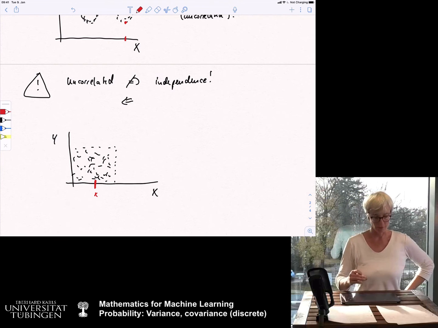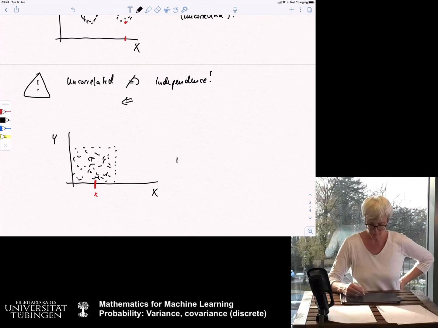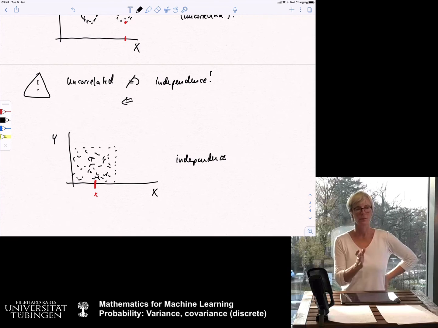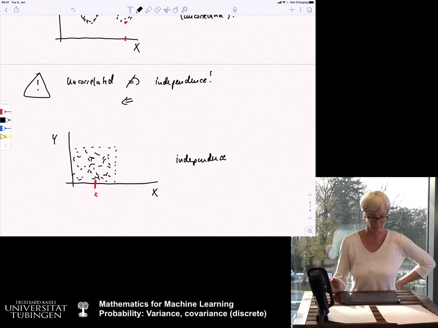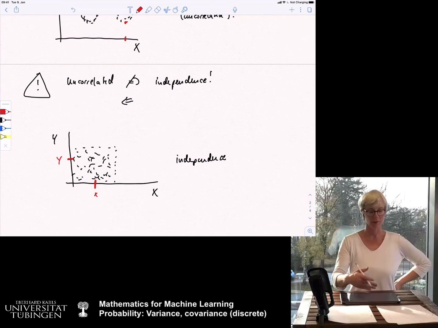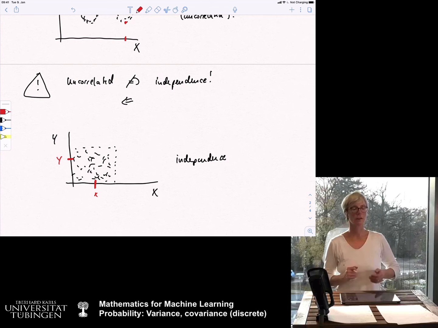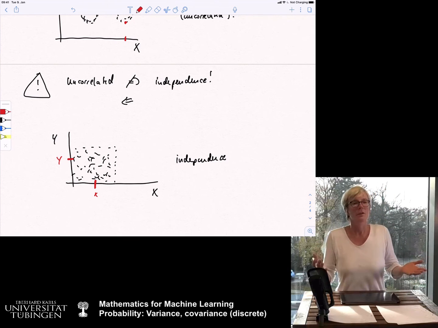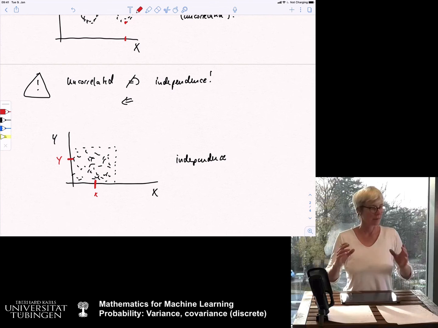This is what I want to show you here. So this is independence. No matter where you are at x, the distribution in the y direction looks more or less the same. And the other way around also: if I'm at a certain point in y, I cannot predict anything about x. This is really what it means to be independent. I think we are going to see more of this along the lecture, but this is something that's important to me.